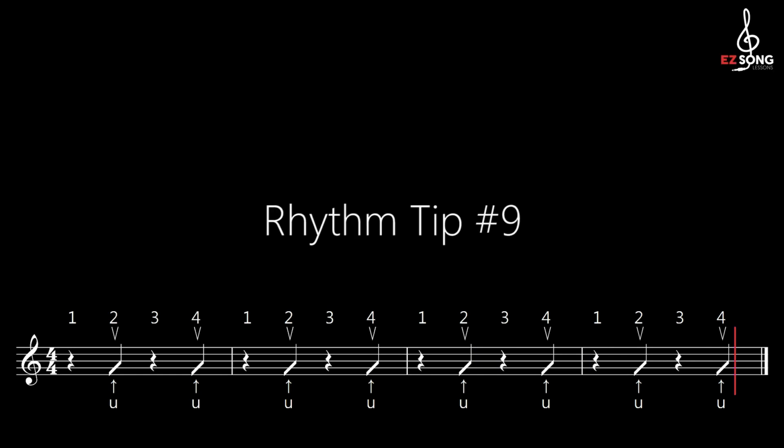Tip number 9. Upstrokes can be indicated with a U, up, an upward arrow, or with the symbol that looks like V. Downstrokes are indicated with D, down, a downward arrow, or with the symbol that looks like pi.